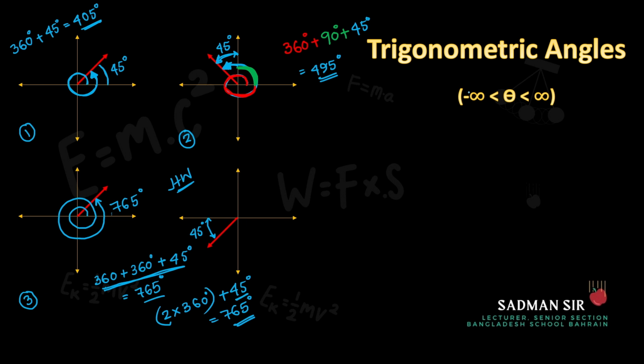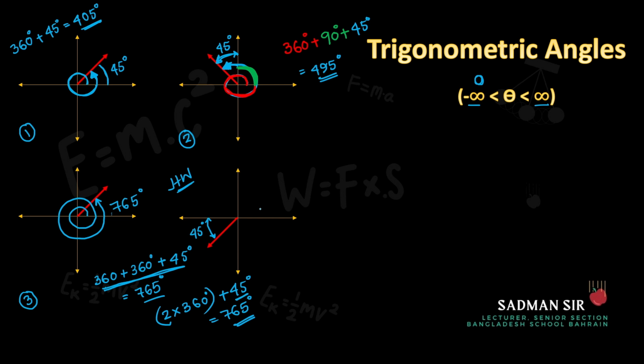Now here I have mentioned the range of trigonometric angle. We saw that the range of geometric angle was from 0 degrees to 360 degrees, but in case of trigonometric angle it is from minus infinity to plus infinity. Wait a minute, from where did this minus infinity come from? Confusion, right? Because till now our calculation for angle was starting from 0, right? We understand that it can continue up to infinity because it can rotate as many times as it wants.